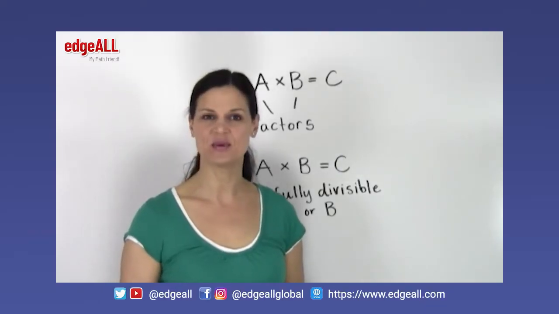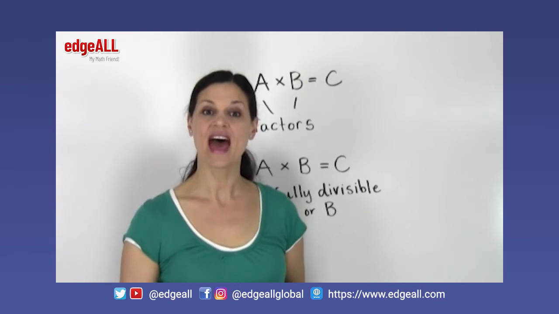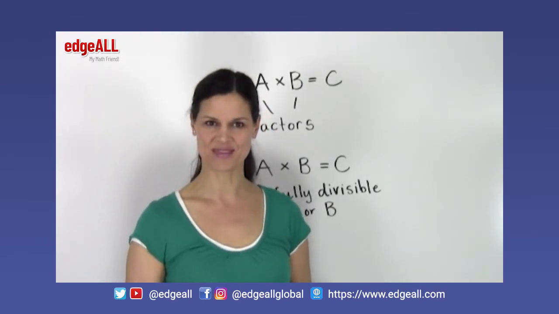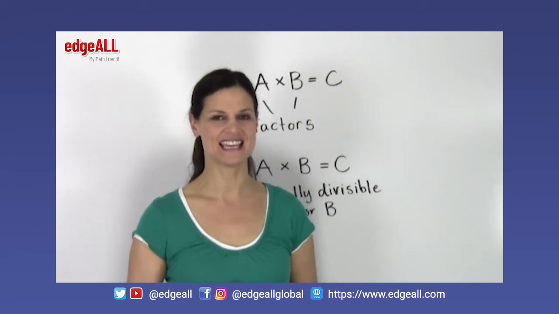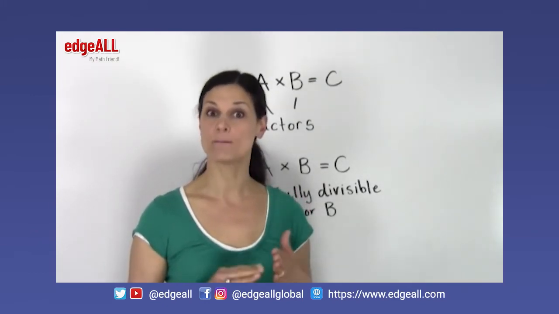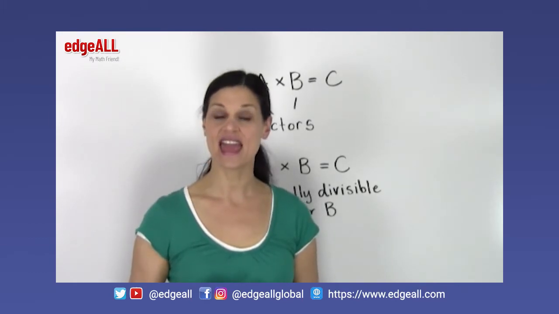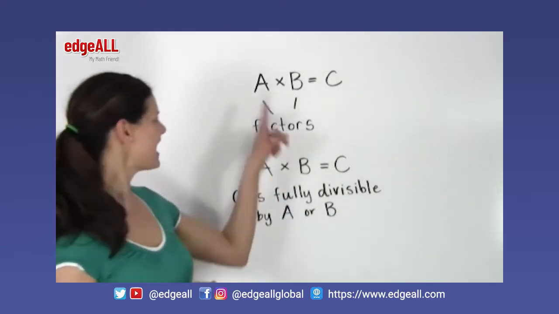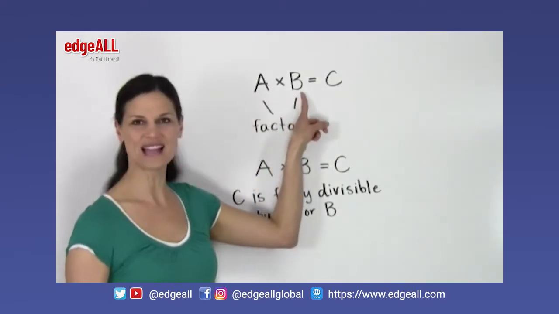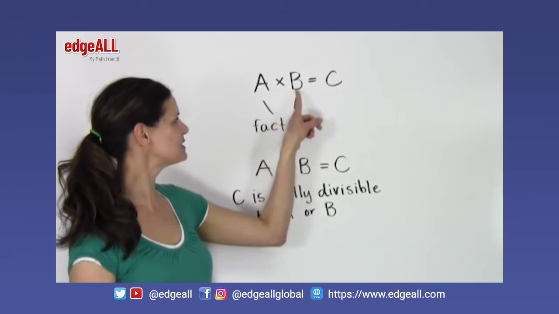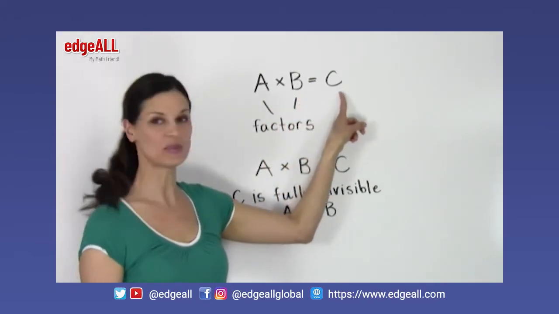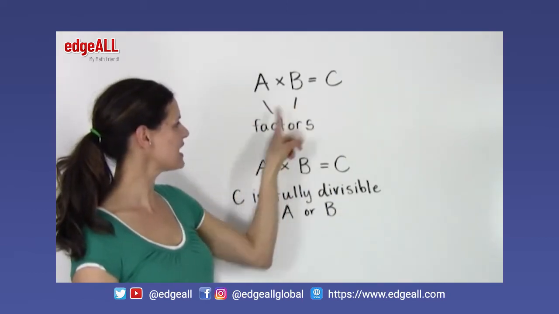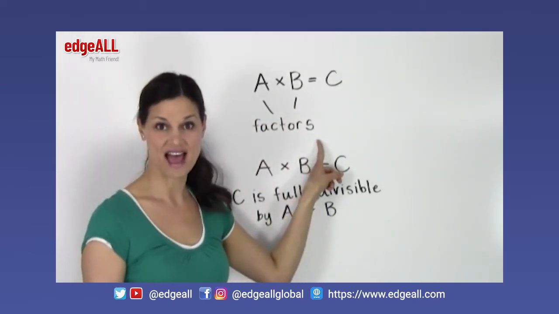If a number is divisible by a whole number, that whole number is called a factor of the number. Another way to say this is when two numbers are multiplied together, they are factors of the product. So if I have two numbers multiplied together, A times B equals the product C, then A and B are both factors of C.